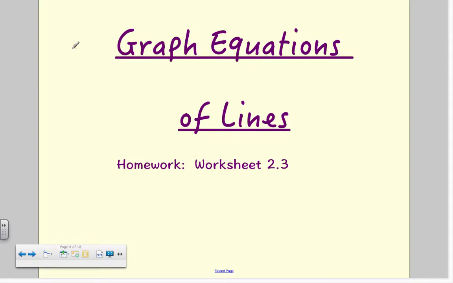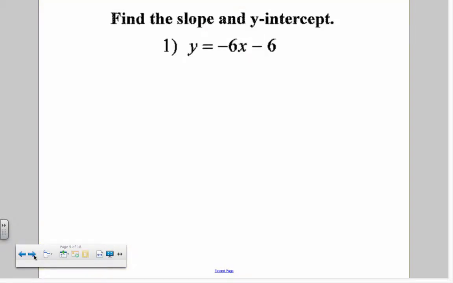Okay, and welcome to today's video on graphing equations of lines. So we're graphing linear equations. This is from your homework worksheet 2.3. I'm going to do 3 problems starting with number 1.